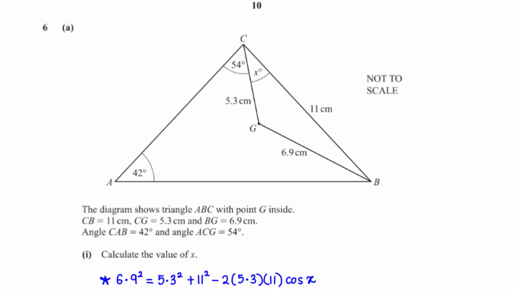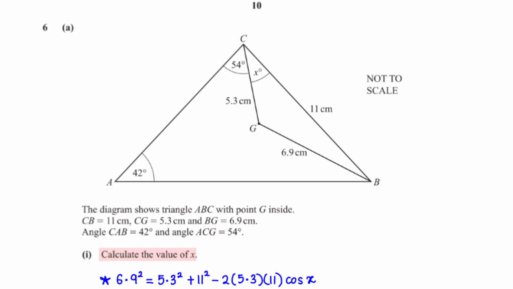The diagram shows triangle ABC with point G inside. CB is 11 centimeters, CG is 5.3 centimeters, and BG is 6.9 centimeters. Angle CAB is 42 degrees and angle ACG is 54 degrees. Calculate the value of x.